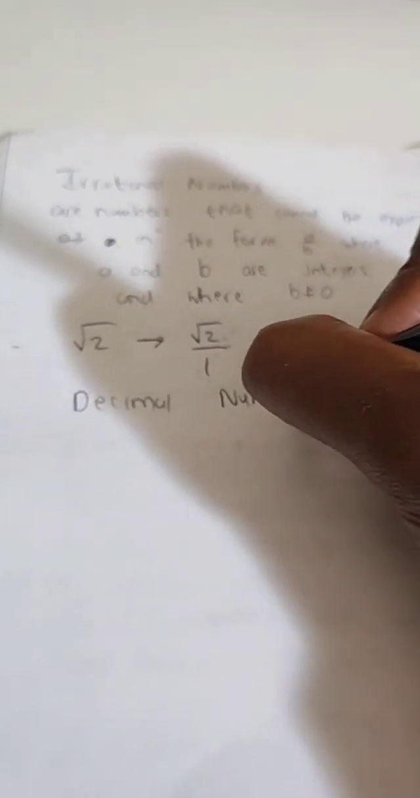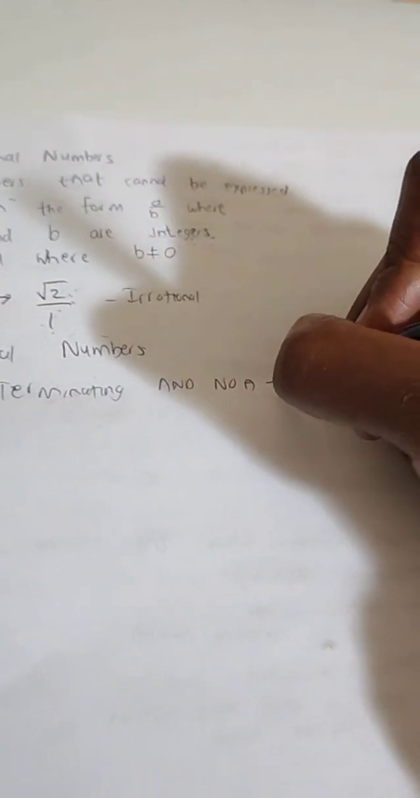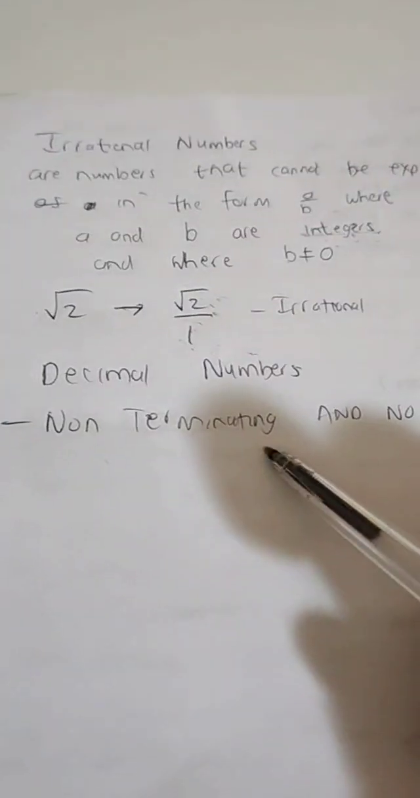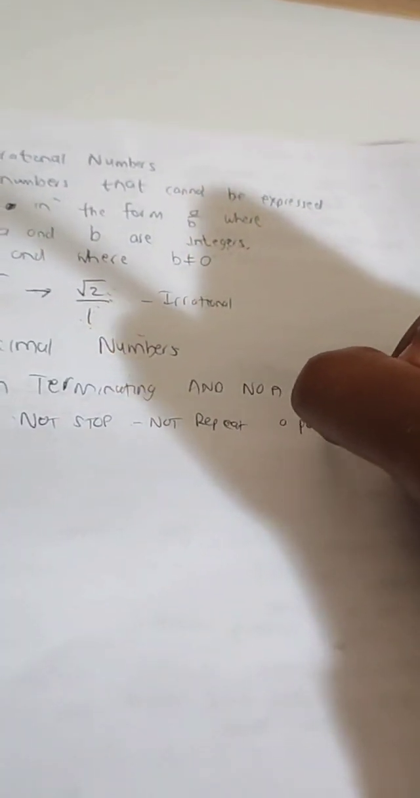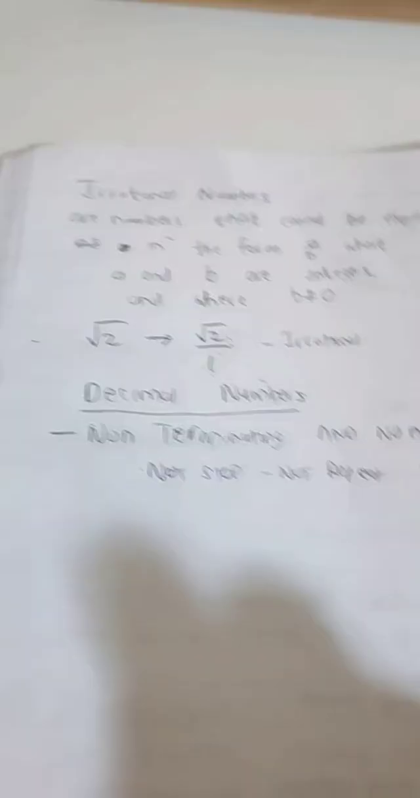For decimal numbers of irrational numbers, there's only one category. You have non-terminating, and at the same time, this non-terminating is also non-recurring. Non-terminating and non-recurring. What does that mean? Non-terminating means the decimal does not stop. Non-recurring meaning it also does not repeat a pattern. Not stopping, not repeating. That's one specific type of decimal that falls in the category of irrational number.